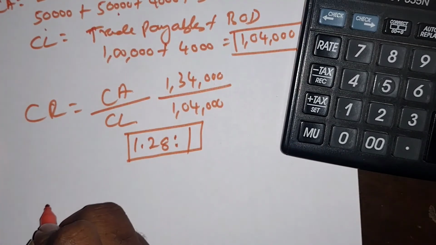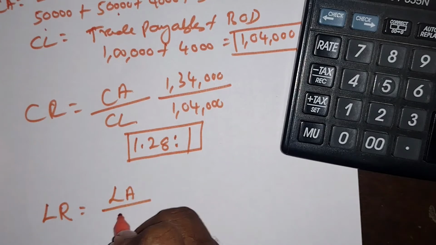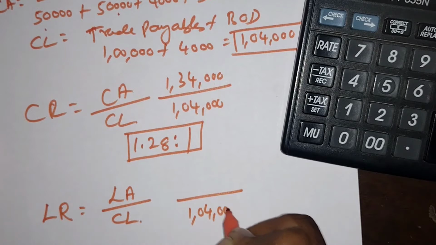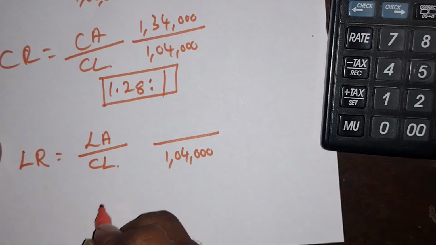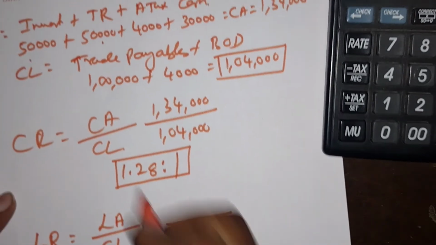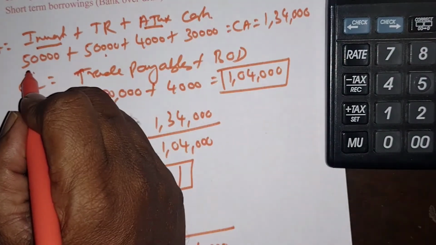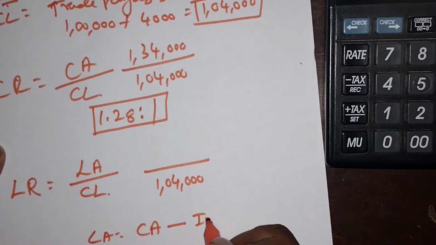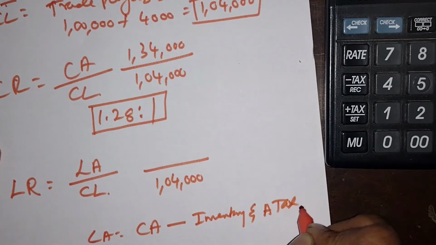Next coming to liquid ratio. Liquid ratio is equal to liquid asset divided by the current liabilities. We have the current liabilities with us, 1,04,000. Now liquid asset is equal to current asset minus inventory and advance tax. Inventory is 50,000, advance tax is 4,000.